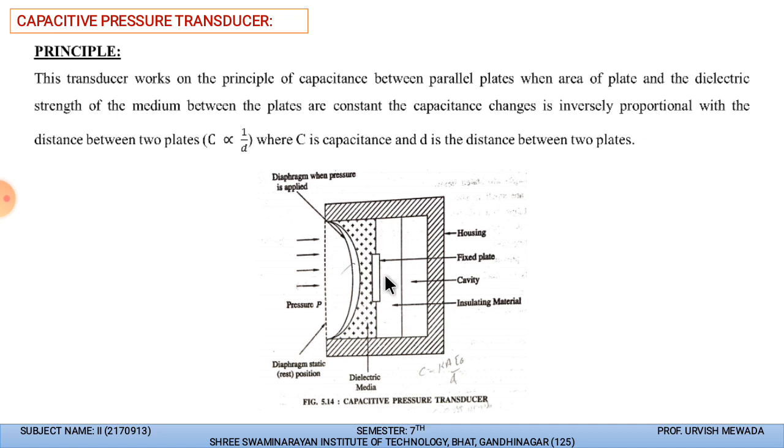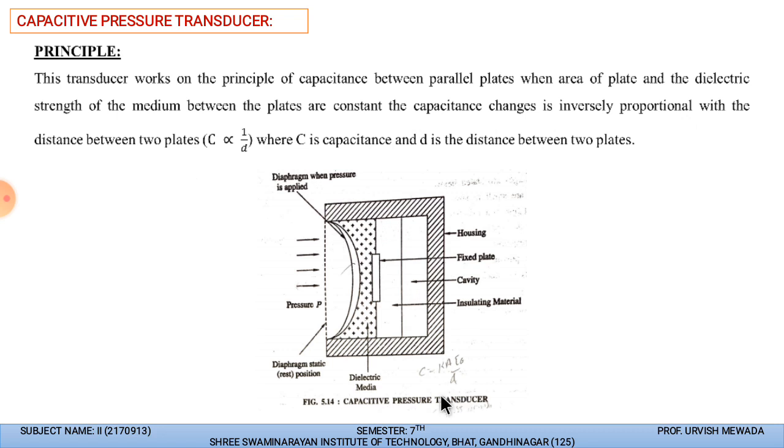So whenever the distance changes between two capacitive plates, the capacitance of the capacitor will change. We have the equation of the capacitor, C equals epsilon 0 epsilon R A by D. From that we can write that C is proportional to 1 over D, where D is the distance. If the distance between two plates decreases, then the capacitance will increase, and if the distance increases, the capacitance will decrease. Here C is the capacitance and D is the distance between two plates.